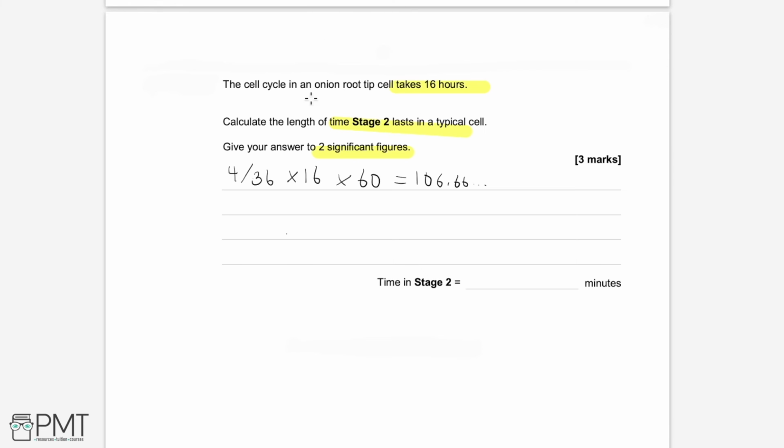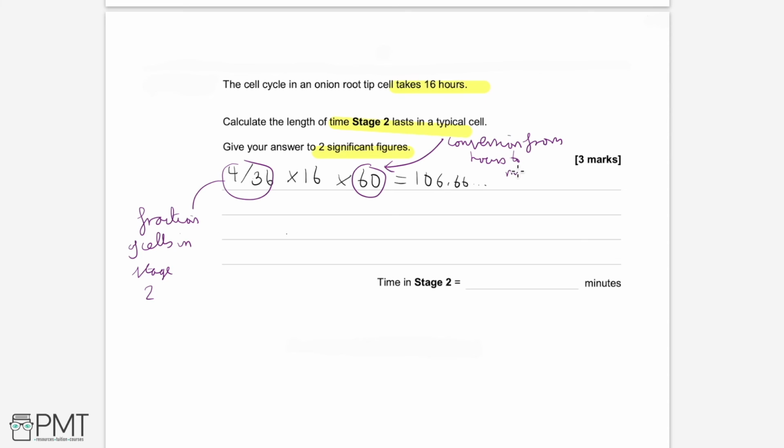Now, to justify why we're doing this, let's have a look at each part of the sum. 4 over 36 is the fraction of cells in stage 2. This is multiplied by 16, the total length of the cell cycle, to find the length of time that stage 2 takes. And then we must multiply it by 60, since we are given the value for the length of the whole cell cycle in hours, 16 hours, but the answer is required in minutes, as we can see below. So to convert between hours and minutes, we must multiply by 60, since there are 60 minutes in an hour.